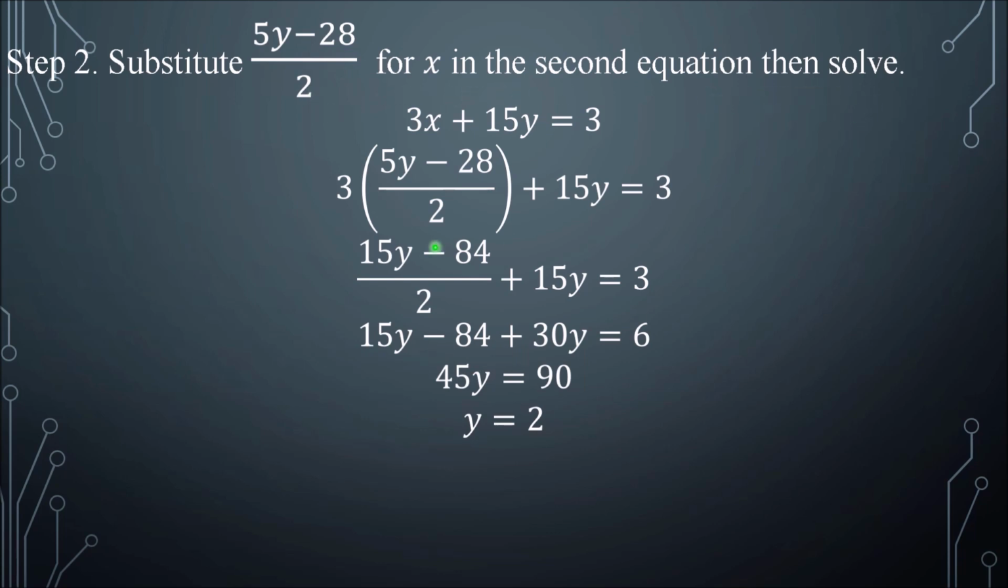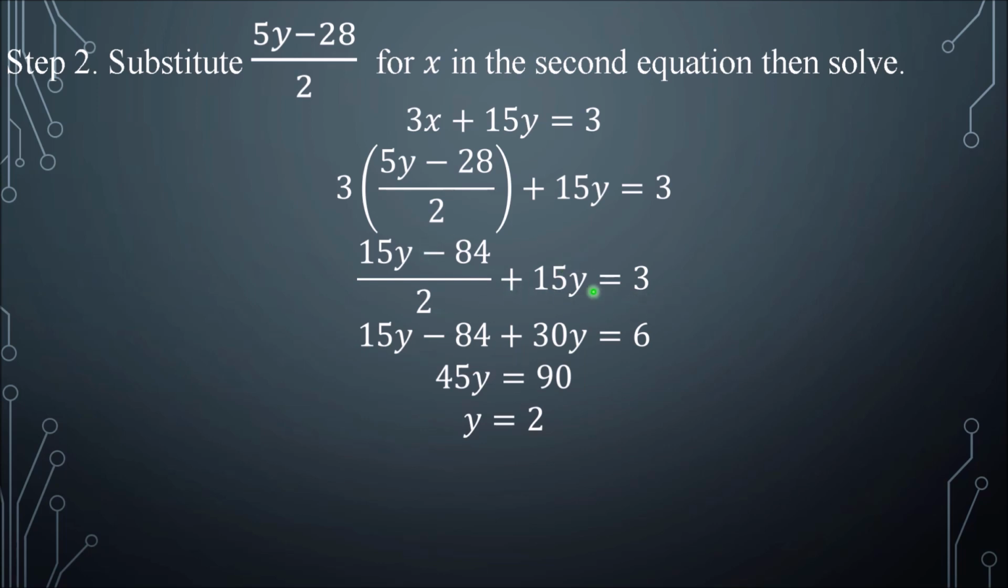Then solve. So the second equation is 3x plus 15y equals 3. So we will substitute this value to x. 3 times 5y minus 28 over 2, and then plus 15y equals 3. Then we simplify this. 3 times 5y is 15y. 3 times 28 is 84 over 2 plus 15y equals 3.